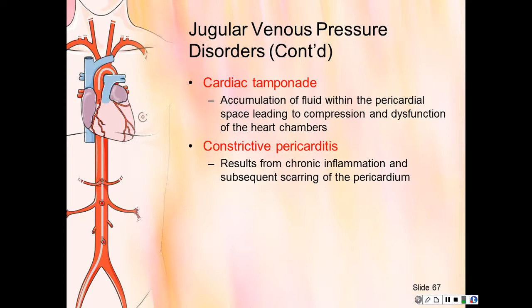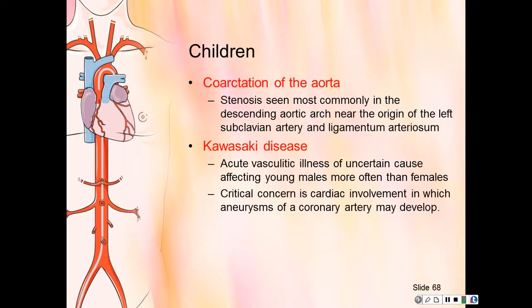Cardiac tamponade is the accumulation of fluid within the pericardial space, leading to compression of the heart and dysfunction in the cardiac chambers because they cannot adequately fill. Constrictive pericarditis results from chronic inflammation and subsequent scarring of the pericardium. Coarctation of the aorta is where you're going to have a pinching or a narrowing of the aorta.